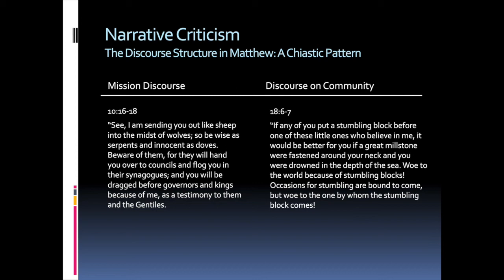But when we go to the discourse on community, where the concerns are not behavior in the outside world, but behavior within the community, the concern is about how the leaders themselves, the disciples, might be the ones who are punishing people inappropriately, putting a stumbling block, keeping them from believing, keeping them from understanding. So within the community, the concern is for improper exercise of authority and leadership. In both cases, it's the exercise of authority, but on the left, it's about what they will encounter in the outside world, and on the right, it's what they better not do within the community.